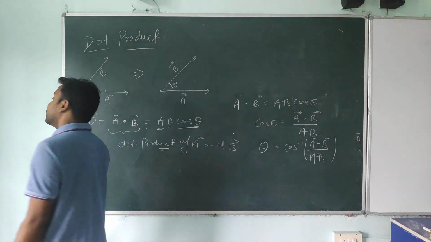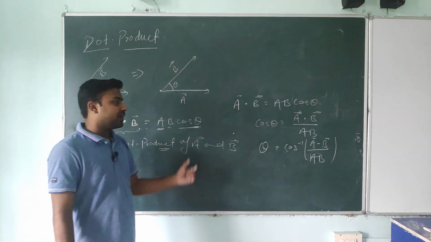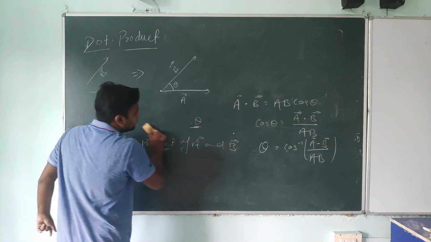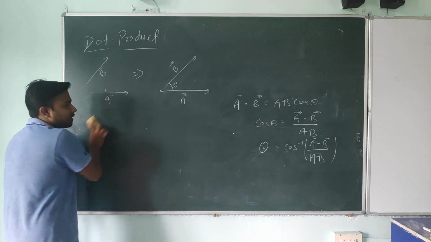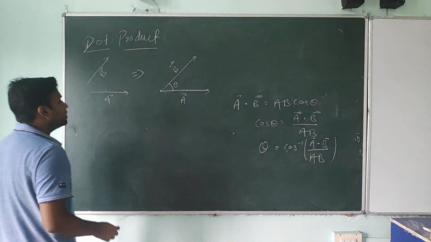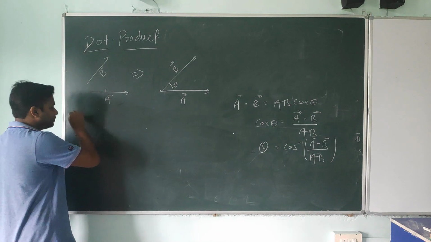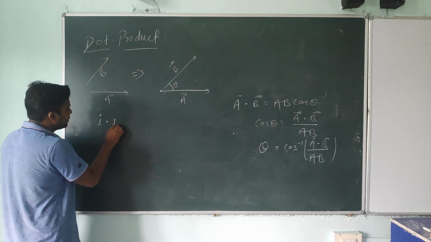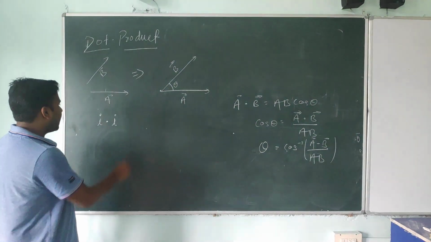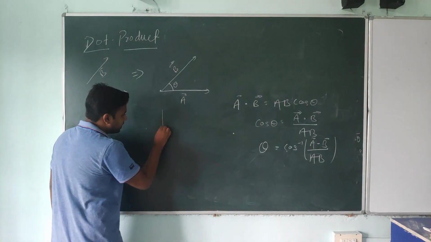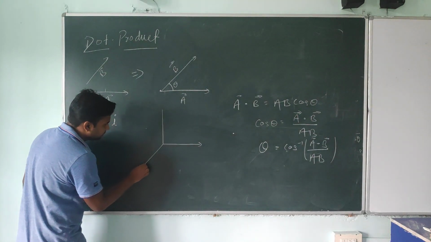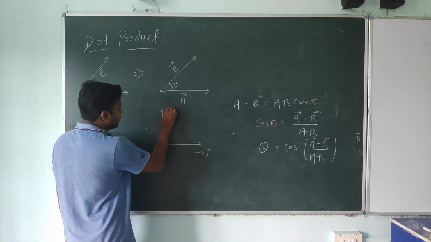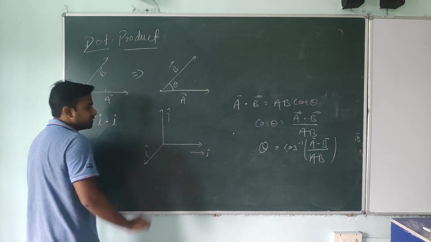Generally you will get questions where you have to find the angle between two vectors, and there you have to use this concept. Okay, student? Now I am going to discuss the dot products between the unit vectors. Look at this. If I am writing i dot i, we know that this is the standard coordinate system. This one is the i direction, i cap. This direction is j cap and this direction is k cap.